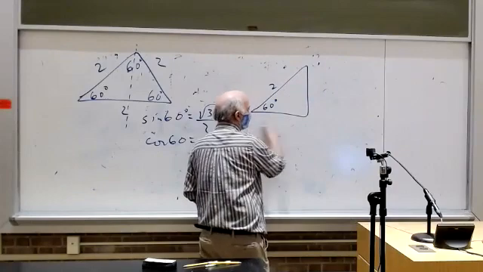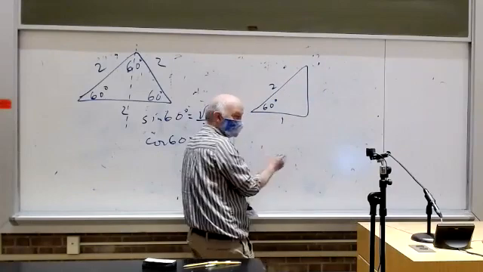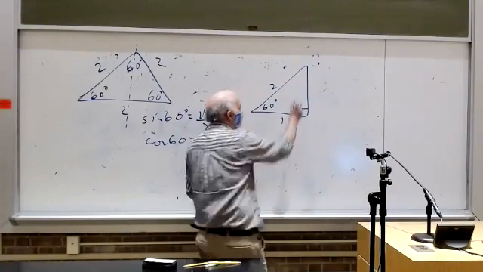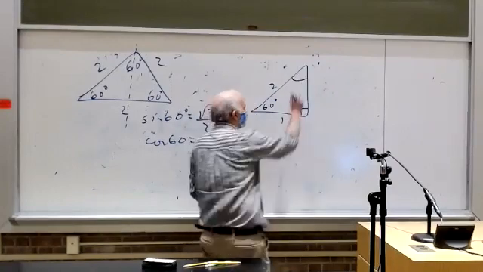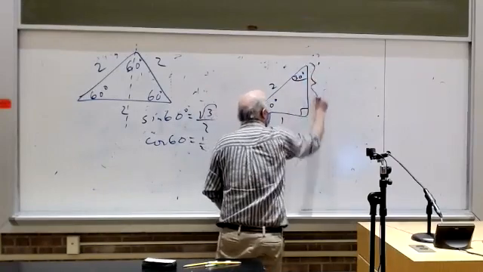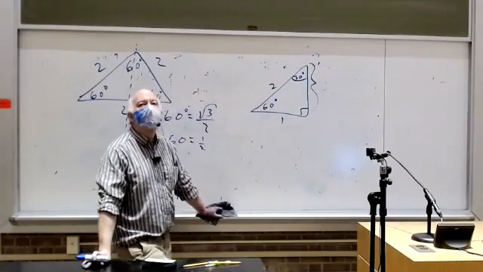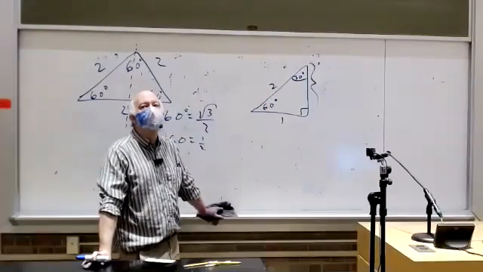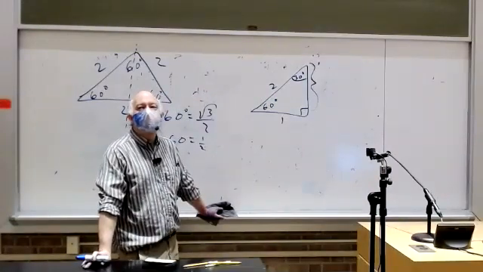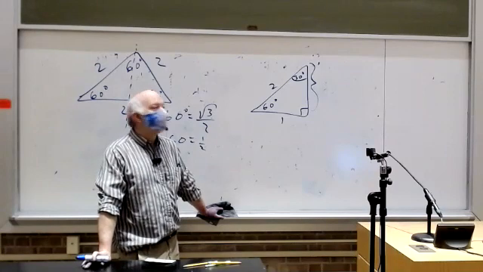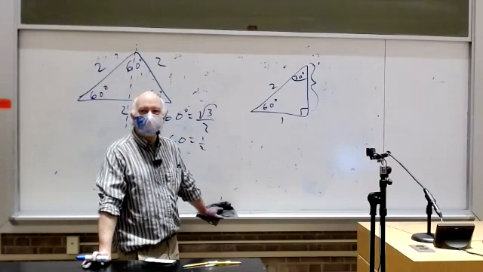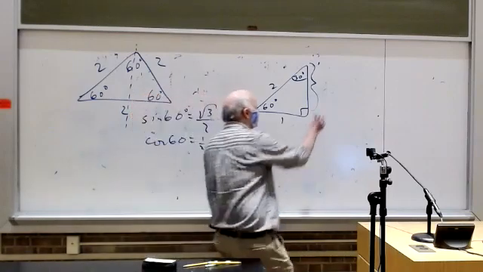What is this side right here? 1. And that's the 90 degree. Then this angle here is 30. Tell me what this side is. Square root of 3. How'd you get it?